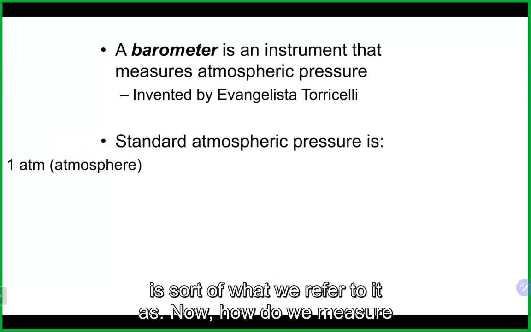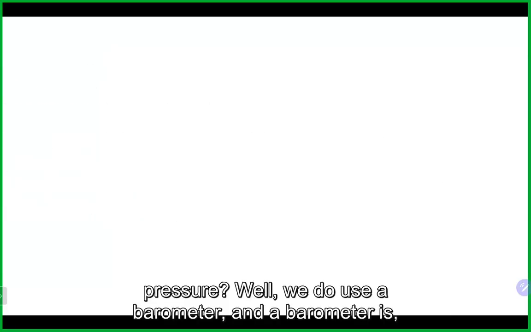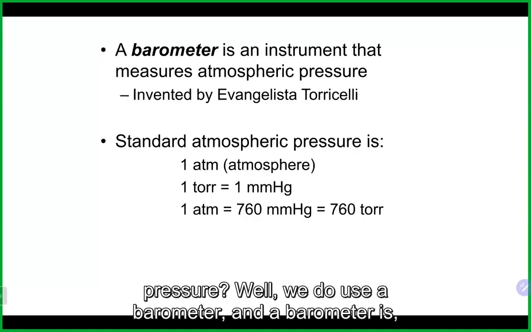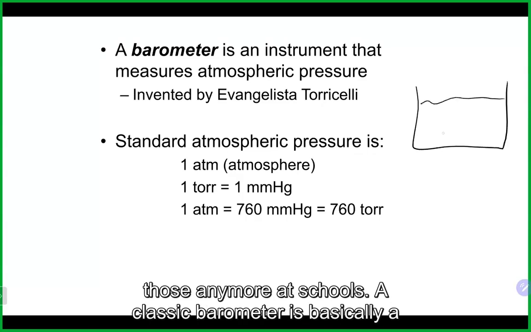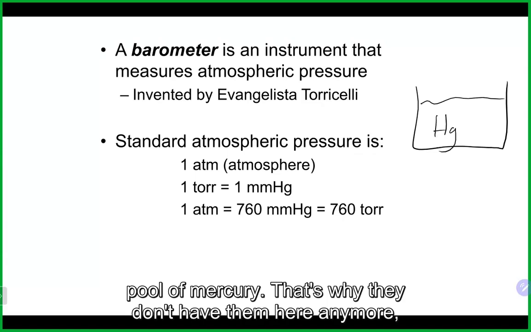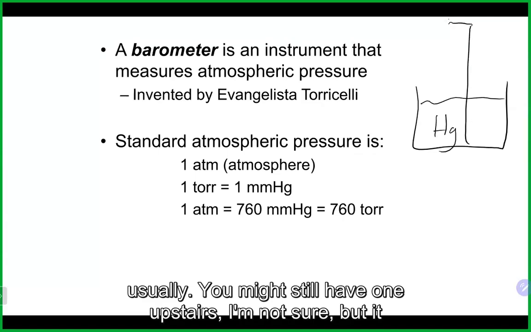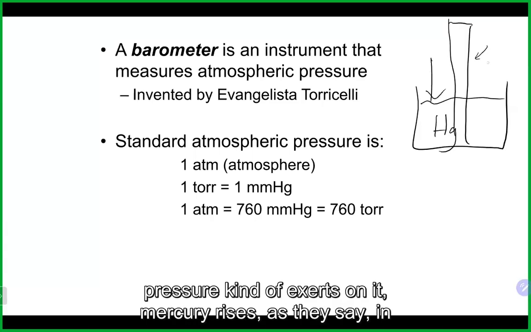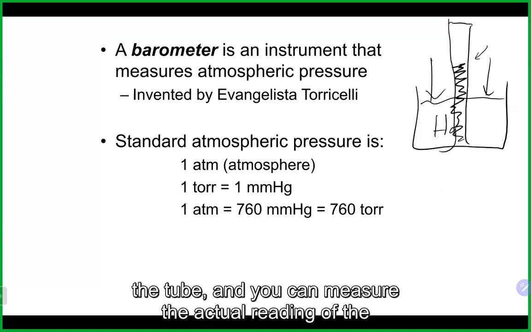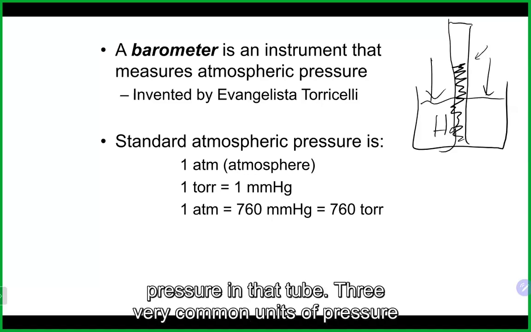Now, how do we measure pressure? Well, we do use a barometer. A classic barometer, they usually don't have too many of those anymore at schools. A classic barometer is basically a pool of mercury. That's why they don't have them here anymore usually. You might still have one upstairs, I'm not sure. But it usually has a glass tube in it. And as atmospheric pressure exerts on it, mercury rises in the tube, and you can measure the actual reading of the pressure in that tube.